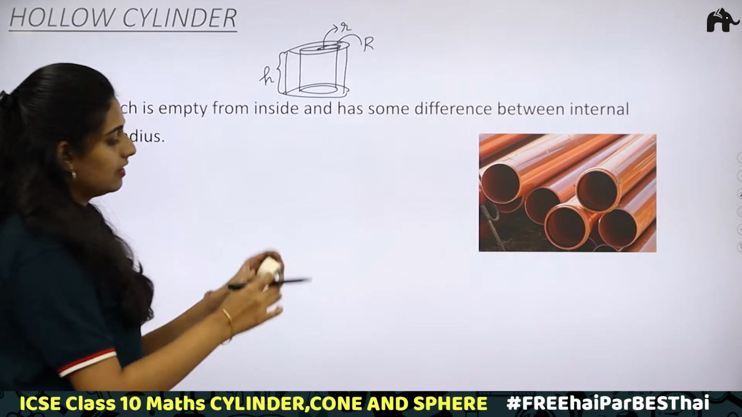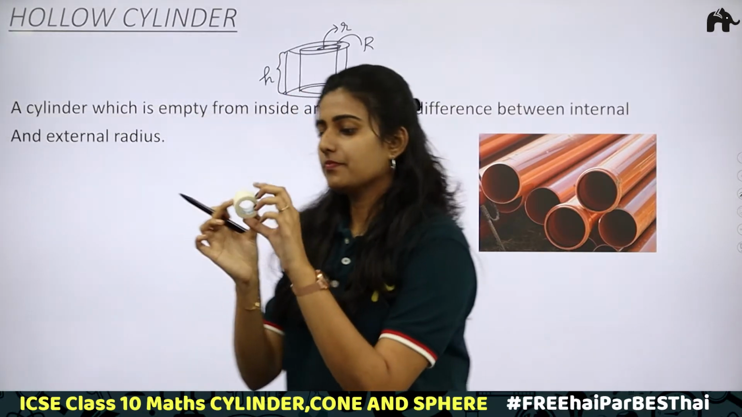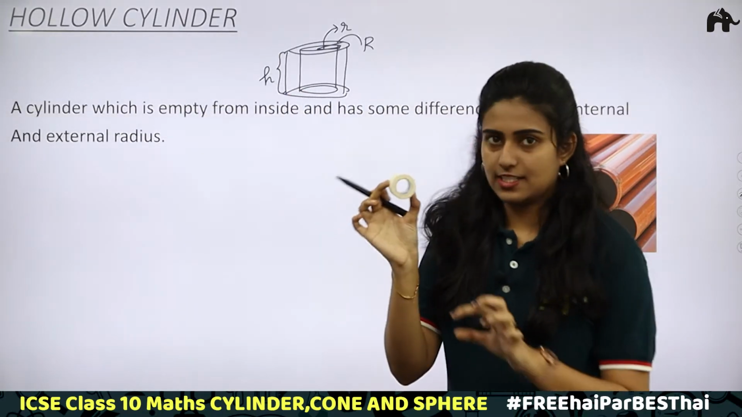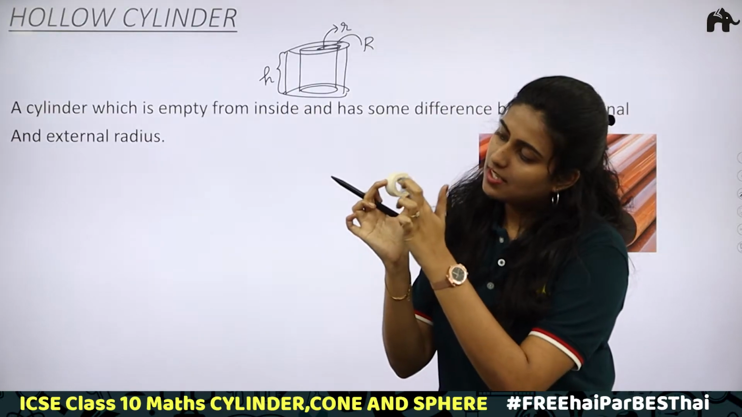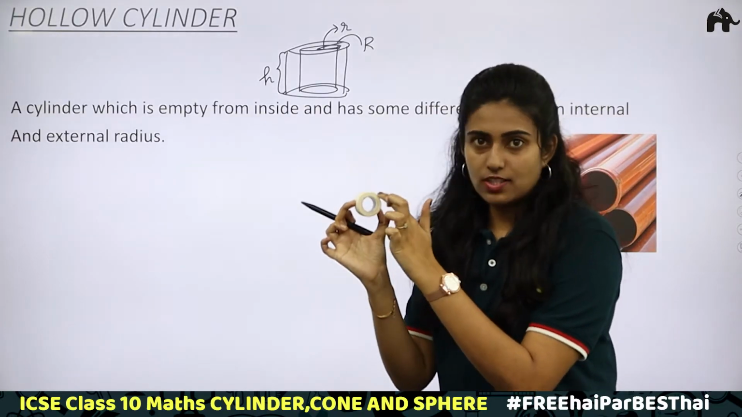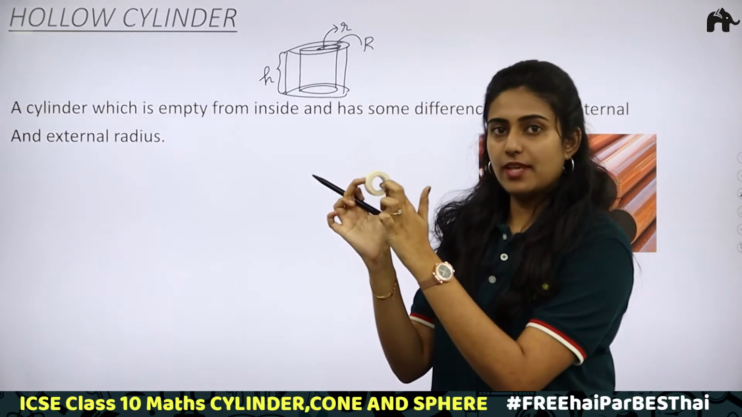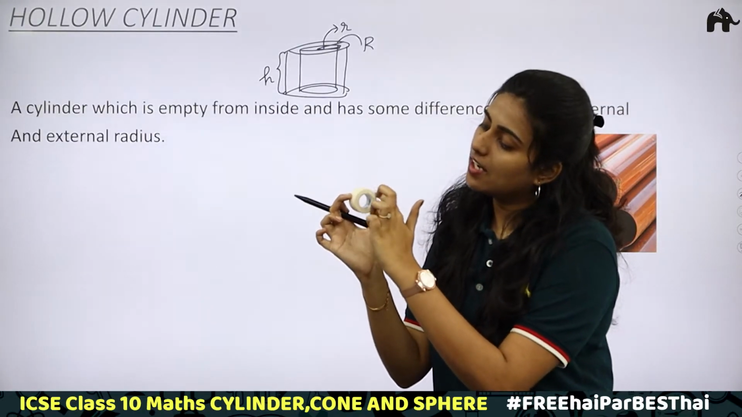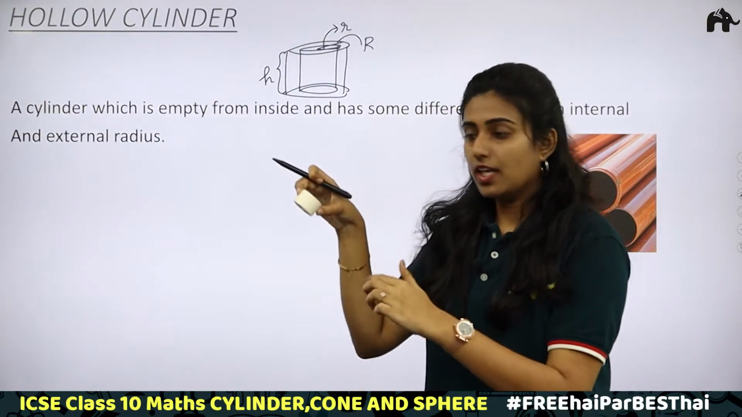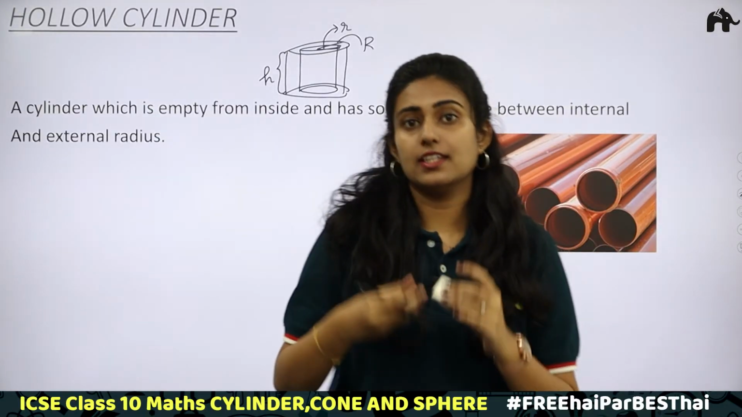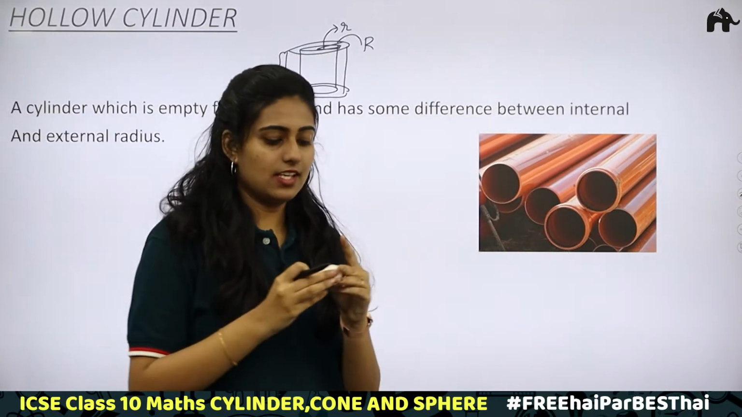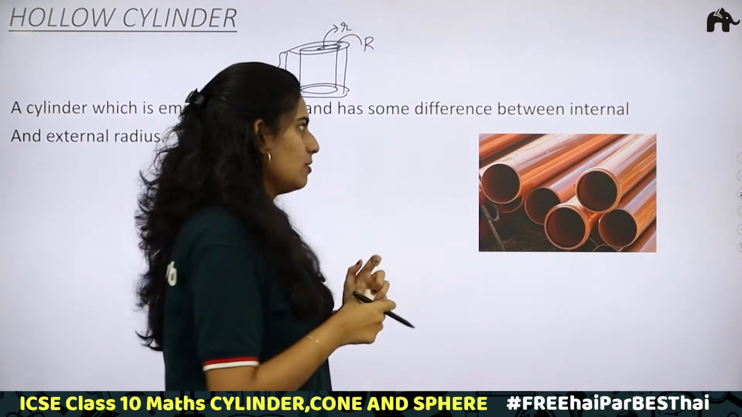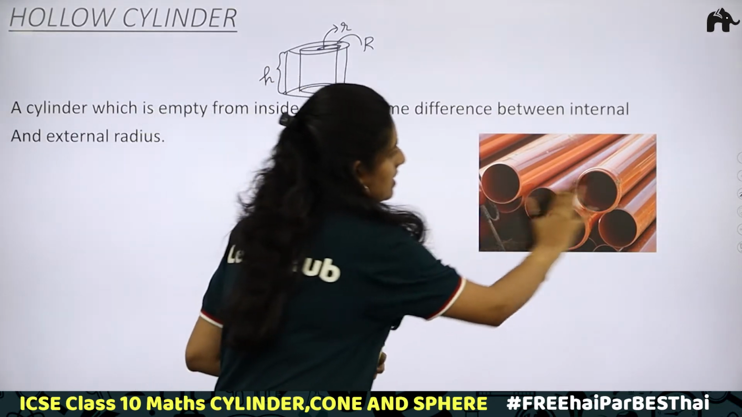Now, here I have an example. This is a hollow cylinder. You can find an inner circle and an outer circle. This inner circle will be having a radius which is different from the radius of outer circle. So, if you need to find the curved surface area, total surface area and volume, we have different formulas. Again, just look at this figure.